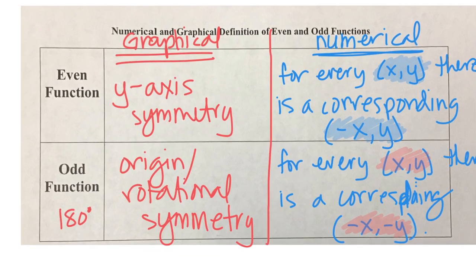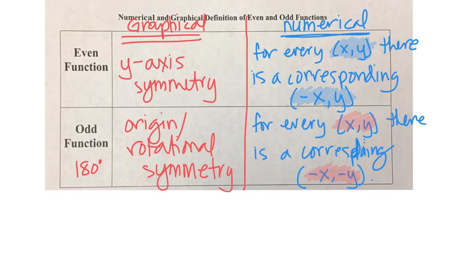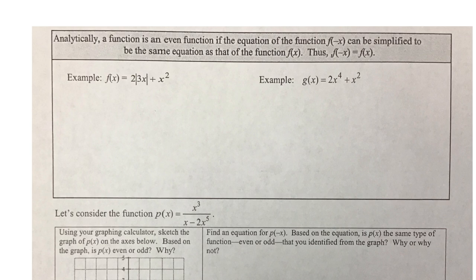Okay, so be able to look at a graph, right? If you're shown a graph, we can decide whether it's even or odd, or if we're shown a table. Okay, if we're shown a table of functions, you can see if all the x's change, but the y's don't. That's going to make it an even function. Okay, so now let's get to the really good stuff, and that is the analytical stuff.